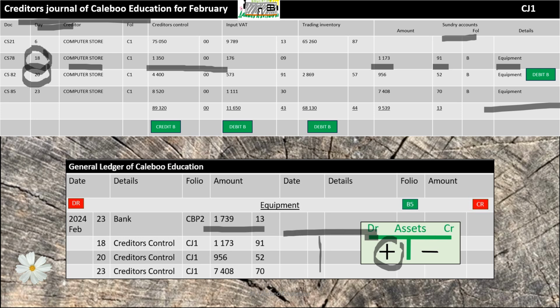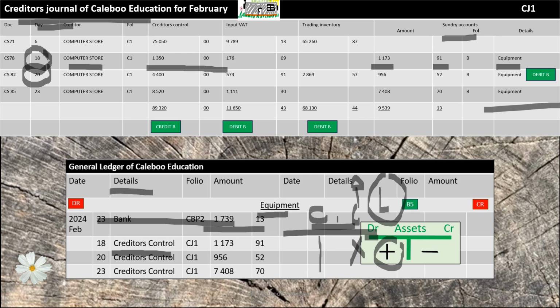The account that is credited is creditors control. And creditors control is a liability. And when a liability increases, the account gets credited. So the entry would be on the credit side of creditors control. Now the contra account for equipment in this transaction is creditors control. And the name of the contra account appears under details. I'll explain that again when I do the next posting.